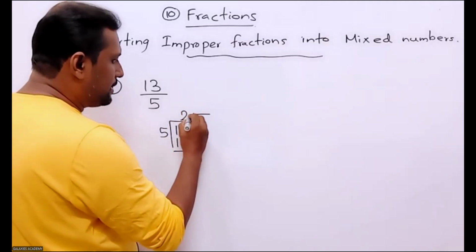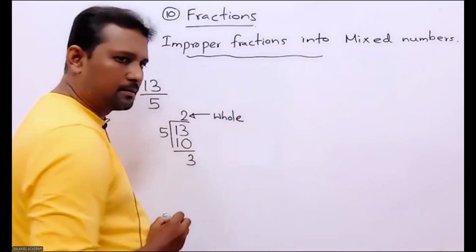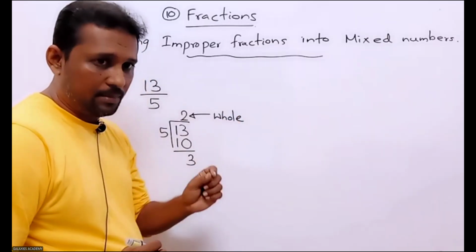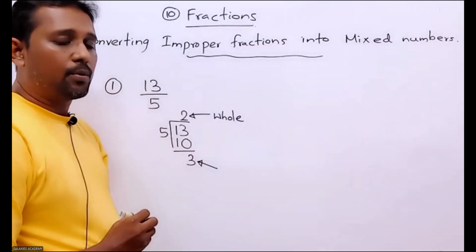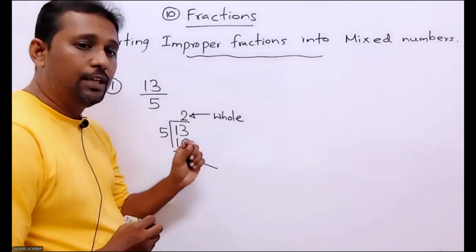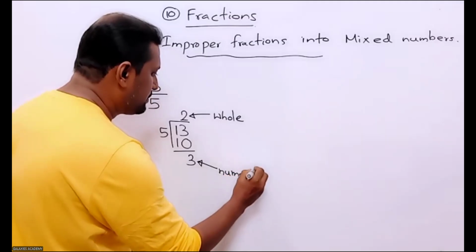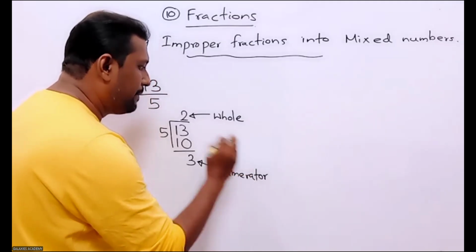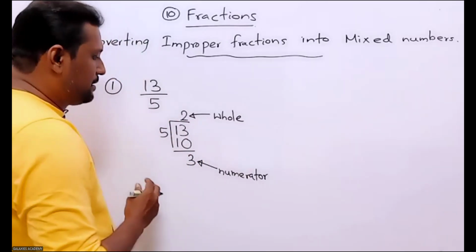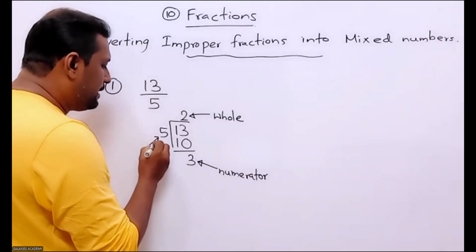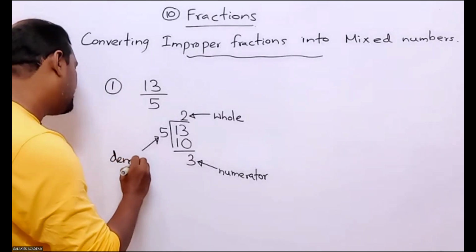This answer you have to write as the whole number. Right? It is the whole number. This remainder value you have to write as the numerator. Correctly you remember the positions, right, where we have to write these numbers. Then this divisor you have to write as the denominator.